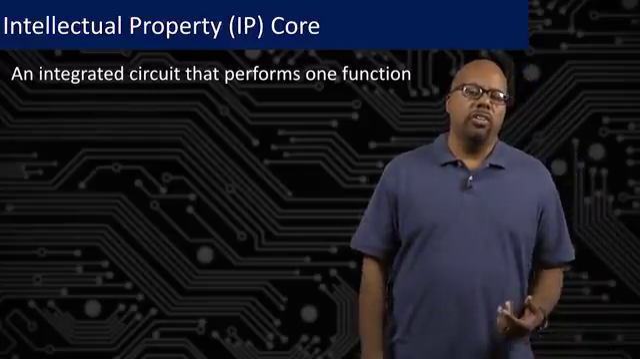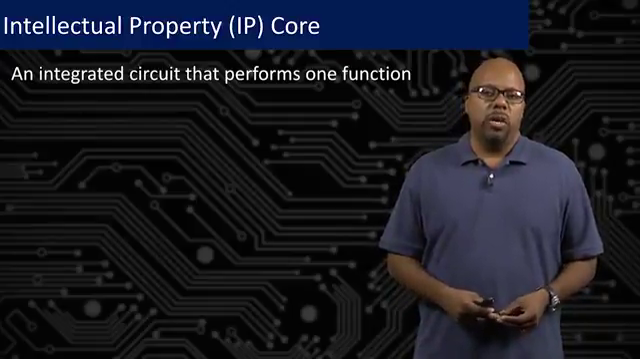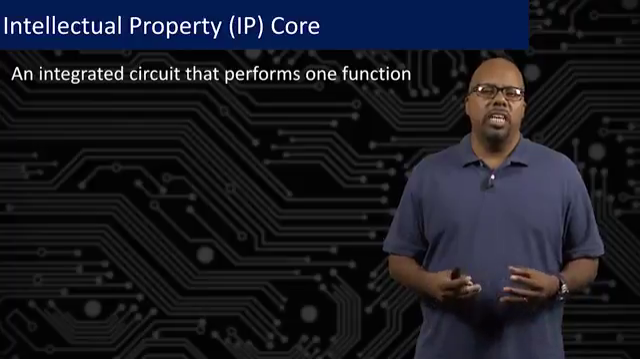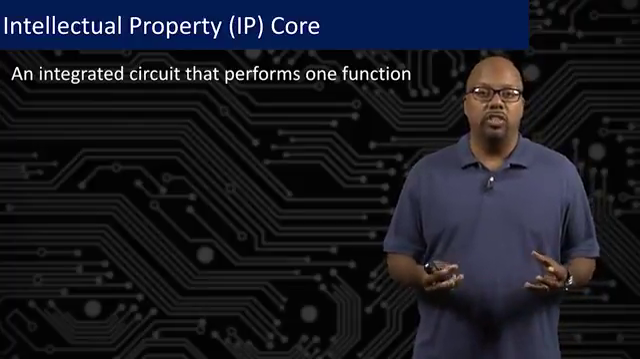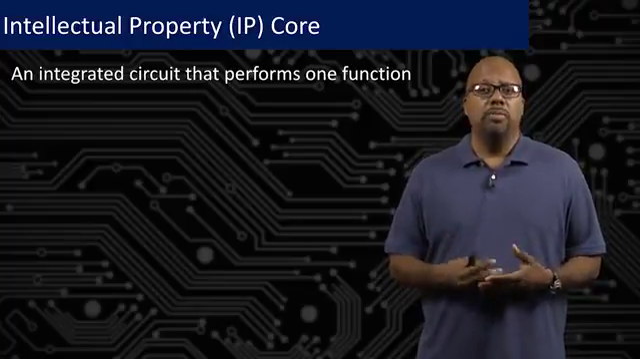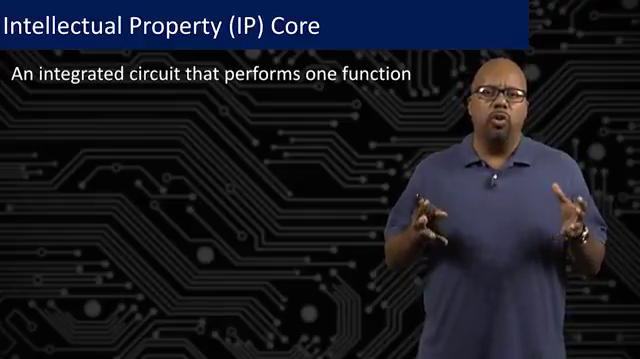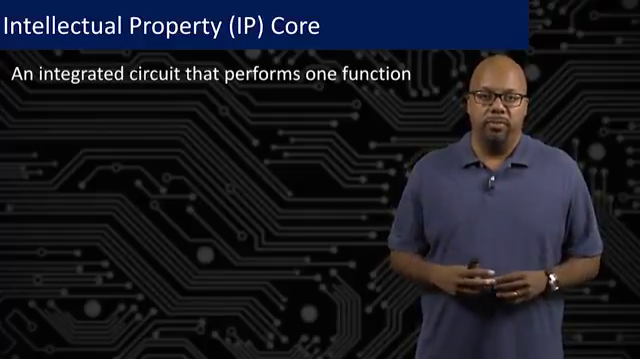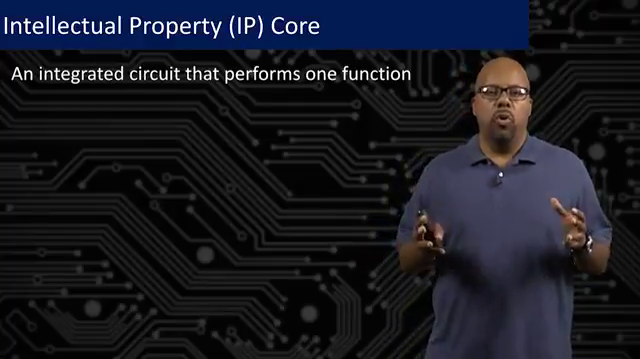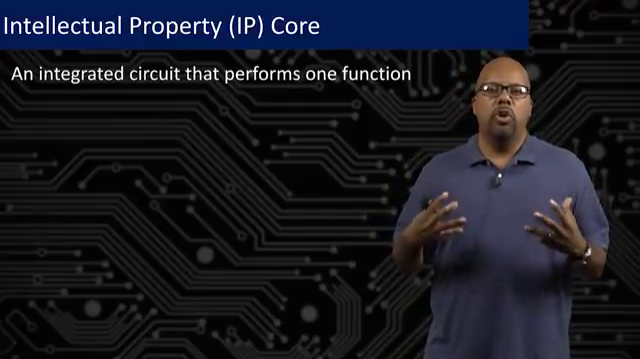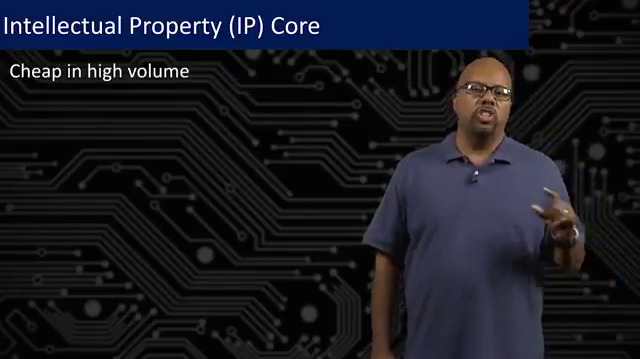IP stands for intellectual property, or IP core, people call them. An intellectual property core is basically a pre-designed component, typically a pre-manufactured component, so an integrated circuit, a chip, that performs one function. When I say one function, maybe a set of functions, but all related to one particular task. So it's a chip that is not general purpose programmable. It's a core that just performs some small set of functions that are all related. These things can be very useful. They're cheap and high volume.